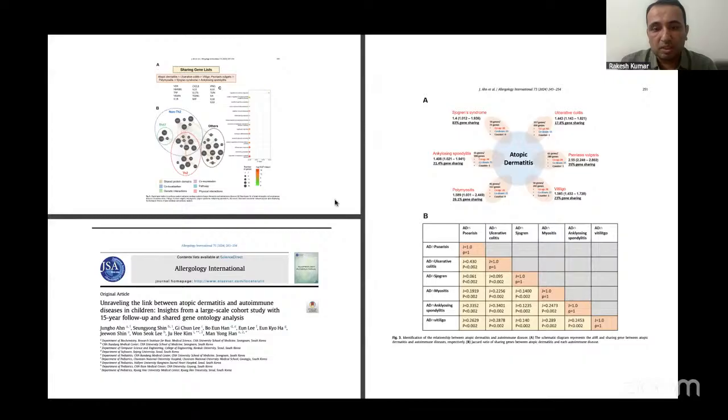Again, to highlight one more study, unraveling the link between atopic dermatitis and autoimmune diseases in children. Atopic dermatitis can be associated with several disorders like Sjogren syndrome, polymyositis, vitiligo, psoriasis vulgaris, and ulcerative colitis. So these disorders can have an association with atopic dermatitis and overlap. But what are the reasons for this? There can be shared underlying mechanisms or underlying genetic mechanisms that are associated, and there are several genes and HLA associations that have been identified for the overlap between allergy and autoimmunity.